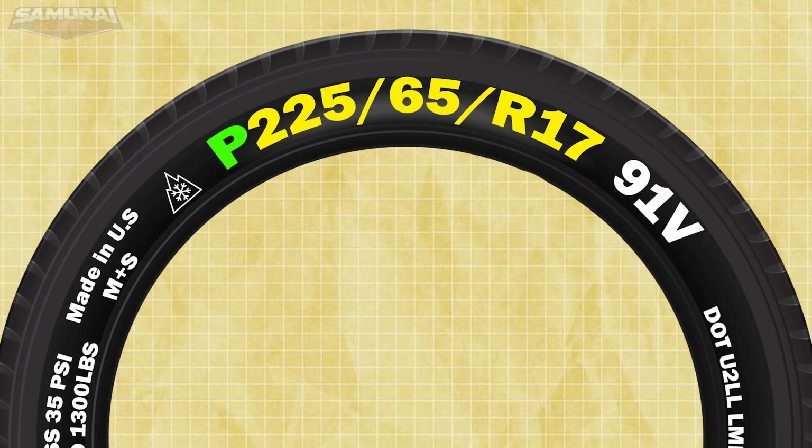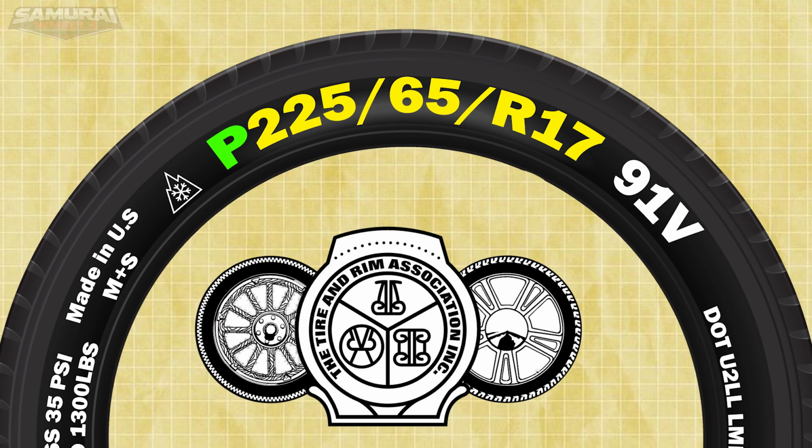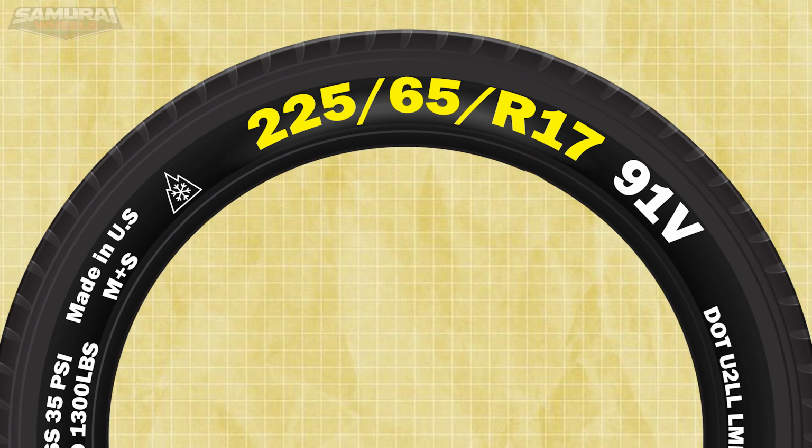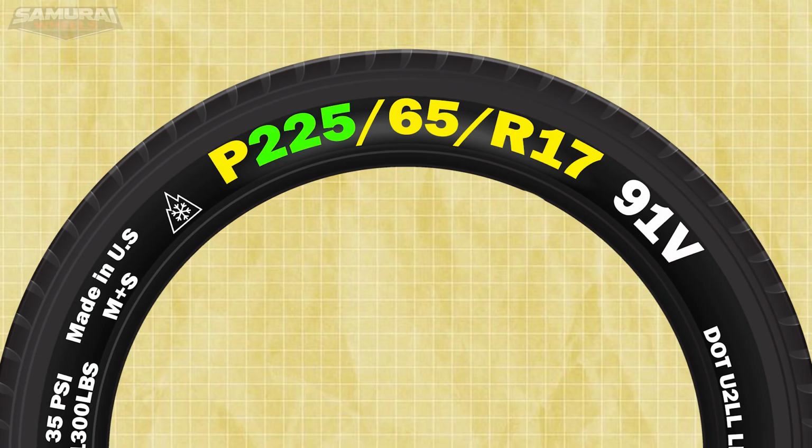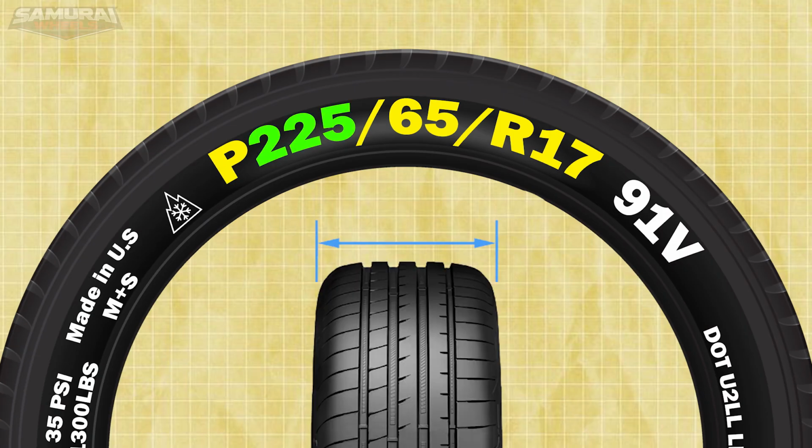A preceding P indicates that the tire loads are designed to TRA standards, while the absence of a letter indicates that the tire conforms to ETRTO standards. Tire size. The first number, 225, indicates the tire's width in millimeters from sidewall to sidewall.